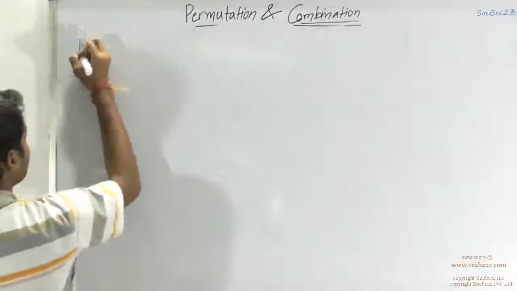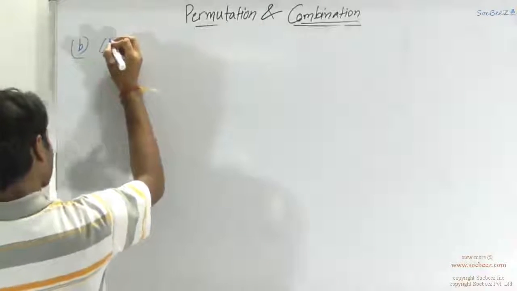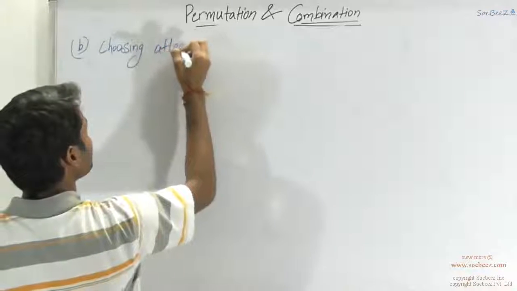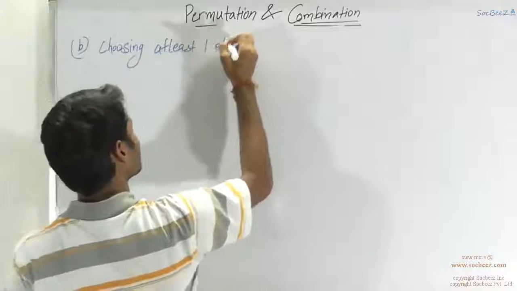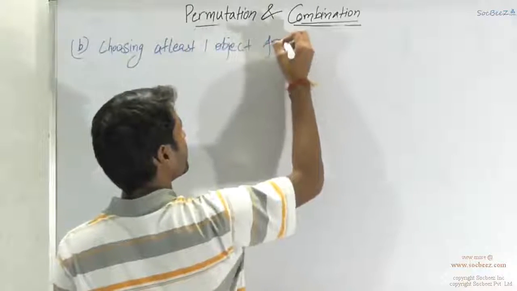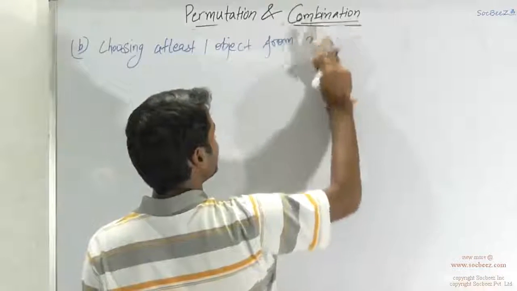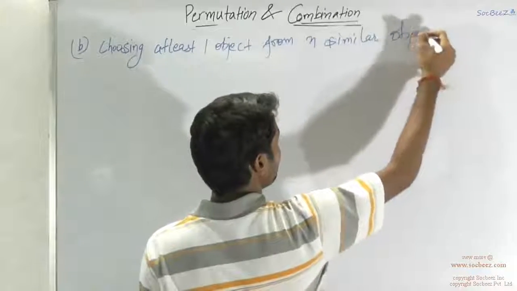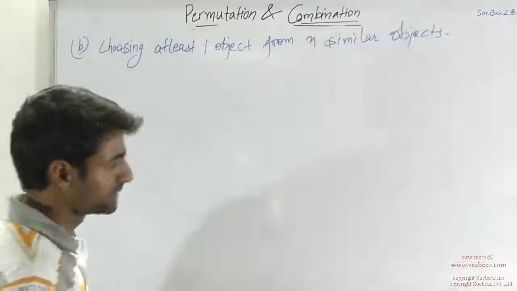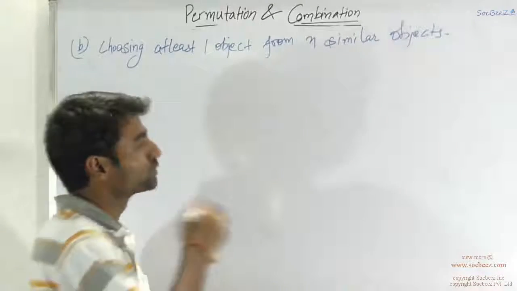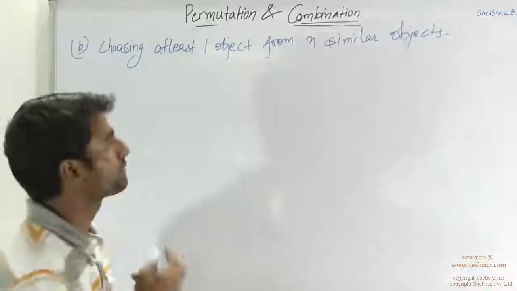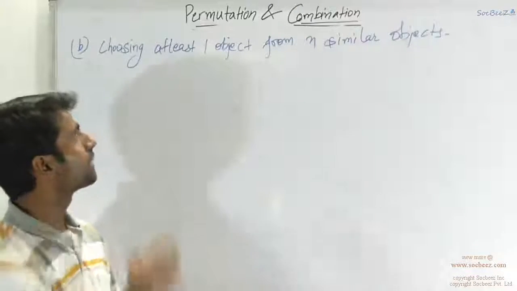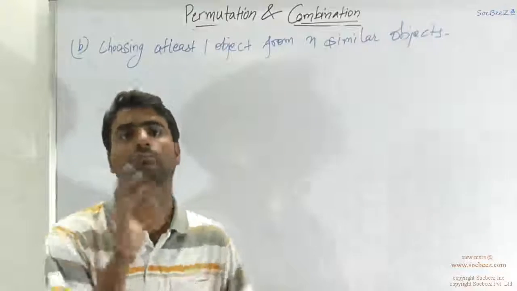So this is the B part of it, that is choosing at least one object from n similar objects. That is, there are n objects but they are all the same. Basically, if I say, in how many ways can you choose at least one ball from given 10 balls. I give you 10 balls in which you can't differentiate which ball is which one. And I ask you in how many ways can you select at least one ball.